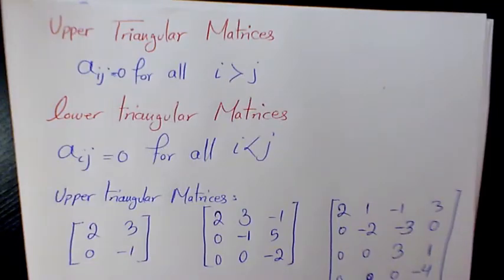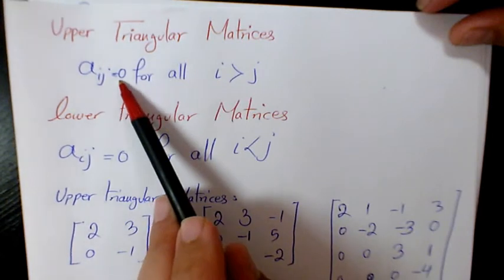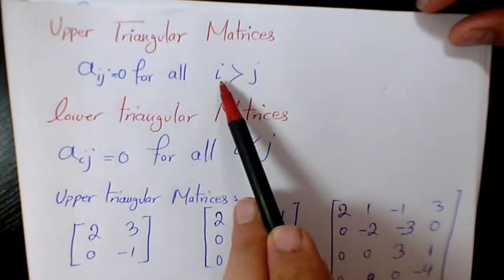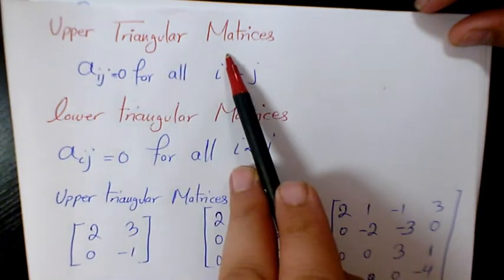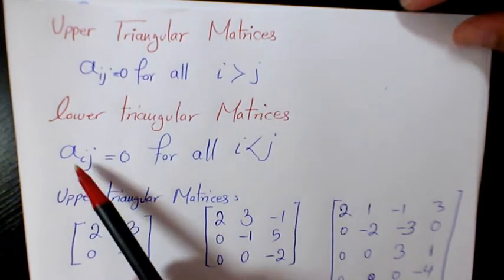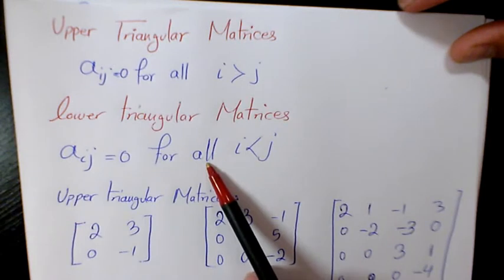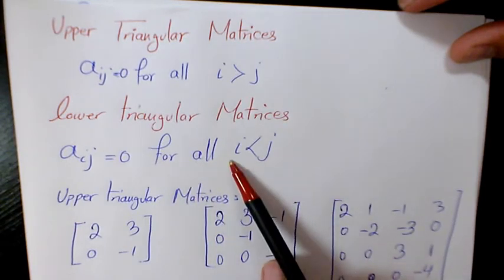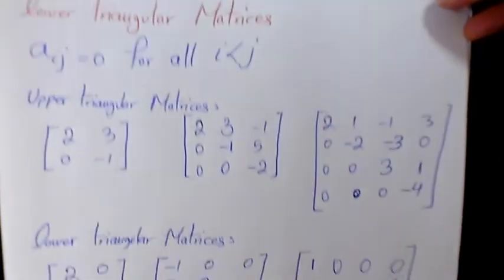The next concept I want to talk about is triangular matrices. We have upper triangular matrices and we have lower triangular matrices. If aij equals 0 for all elements that have i greater than j, we are dealing with upper triangular matrices. However, if aij equals 0 for all elements where j is greater than i, we are dealing with lower triangular matrices. Let's see some examples to digest it better.